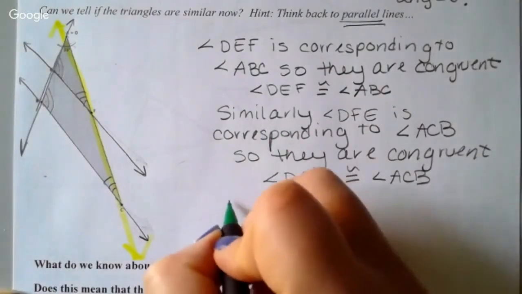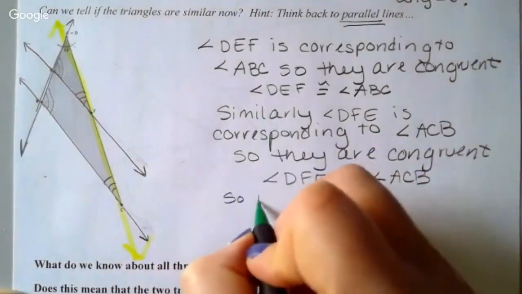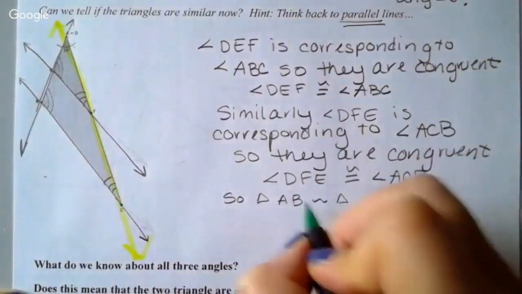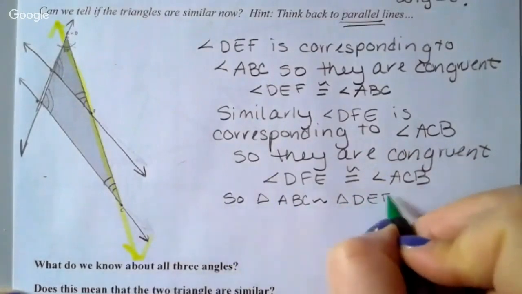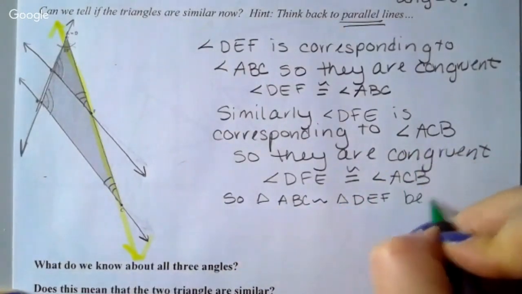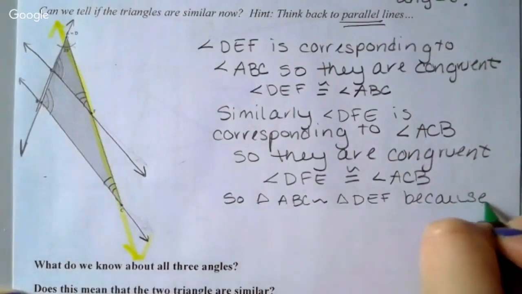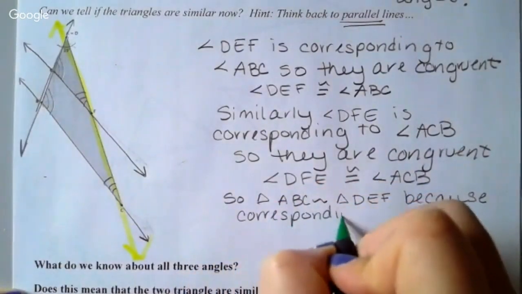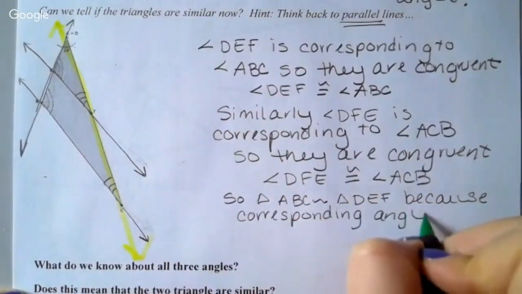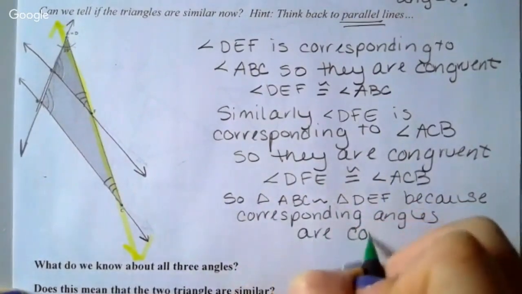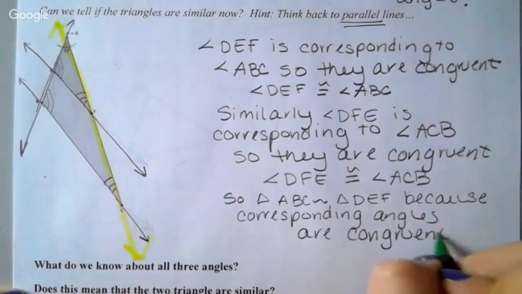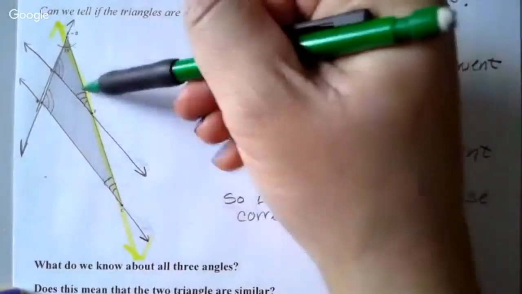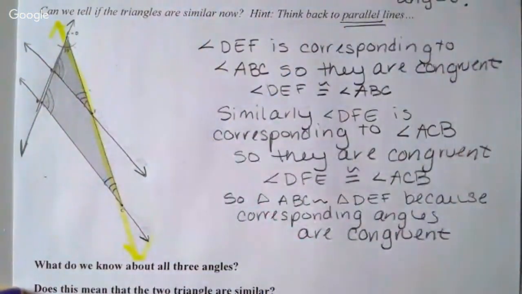So triangle ABC is similar to triangle DEF because corresponding angles of the triangles are congruent. So when I say corresponding, that means the ones that match up to each other, not the corresponding angles that we were referring to with the parallel lines.